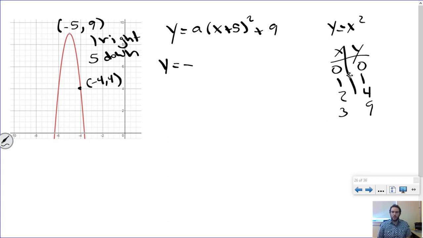Since we were at 1, and we're now at 5, we know that a is going to be equal to new over old, or in other words, -5 over 1, so a is -5. So y equals -5 times (x plus 5) squared plus 9. And there is the quadratic that describes this parabola.